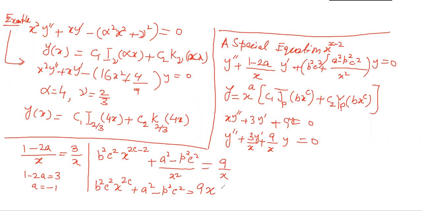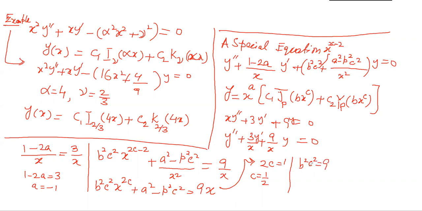So now if we want to equate both sides, the power of x is 1 over here, the power of x is 2c over here. So it means that 2c is equal to 1. So this will give c is equal to 1 by 2. So since c is equal to 1 by 2, now here we can see that b square c square is equal to 9. Because the coefficient of x should be also 0, b square c square is equal to 9.